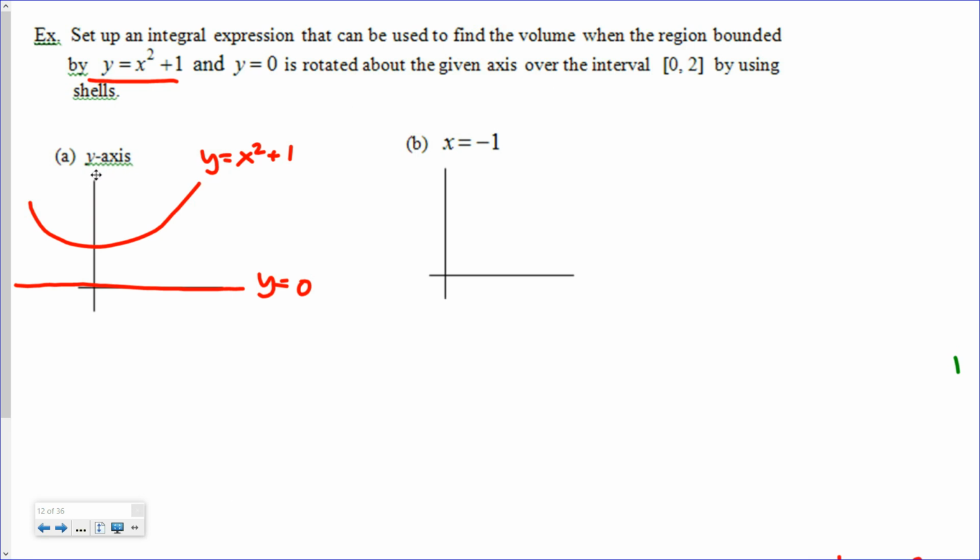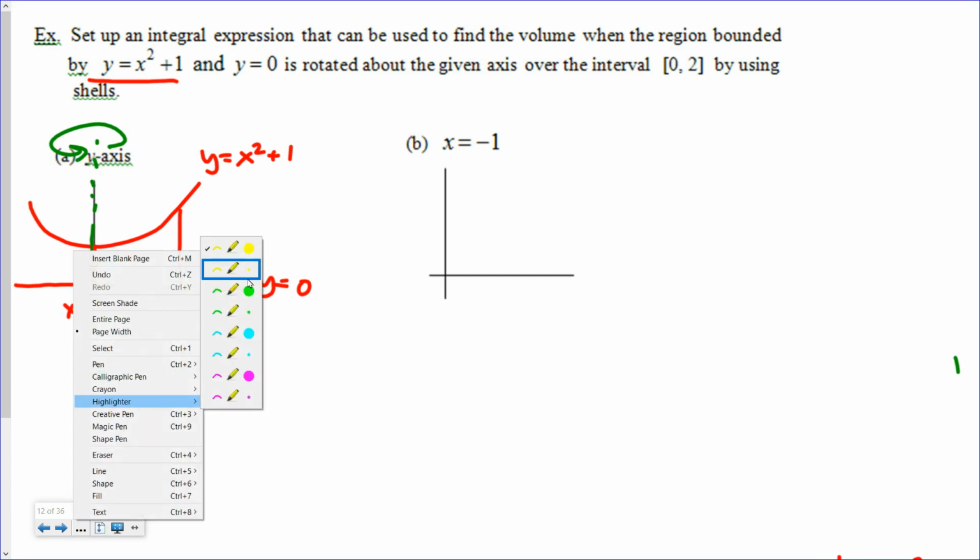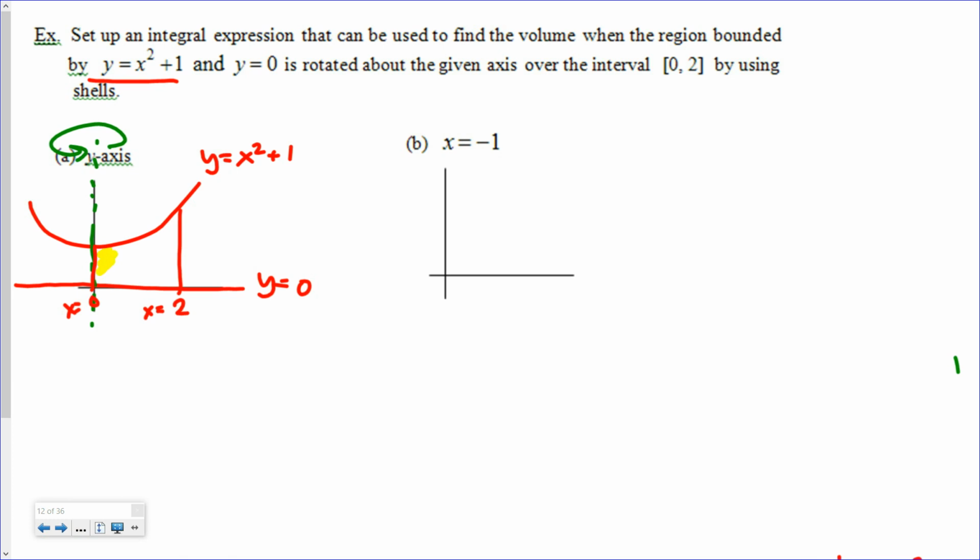This axis is the y-axis. Let me put the axis here. You're going to rotate this figure about the y-axis between 0 and 2, so I've got x equals 0 and x equals 2. Let me highlight my region. It's kind of the same as your disk and washer problems in that you have a region and you're going to rotate it. This is my region. Just in case I need it, I'm going to get this intersection point. If this is 2, what's my y value going to be? I think it's 5.